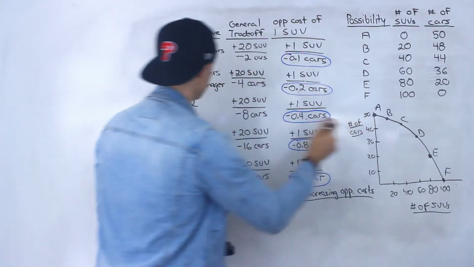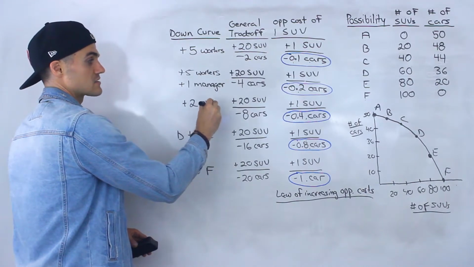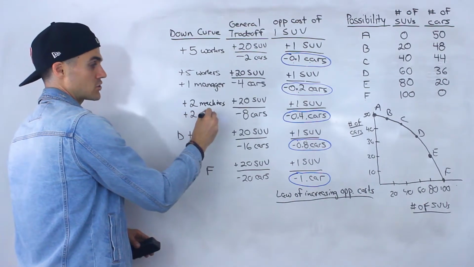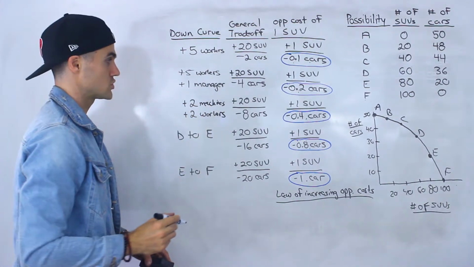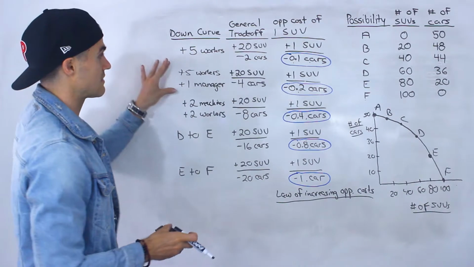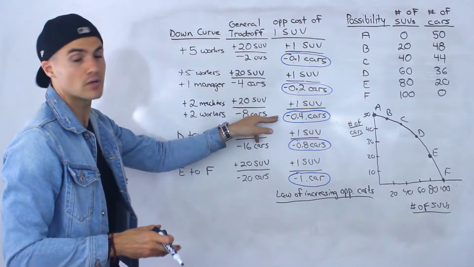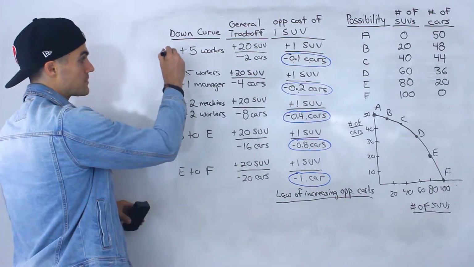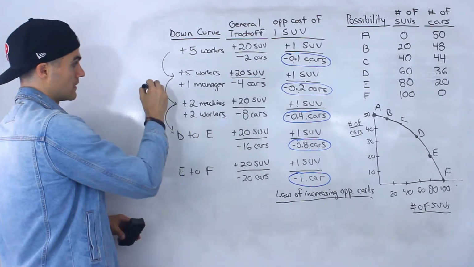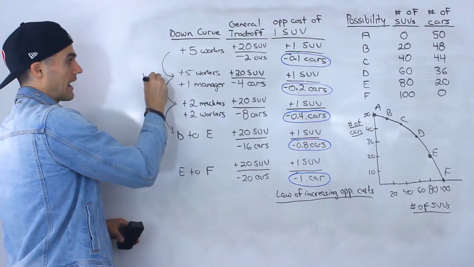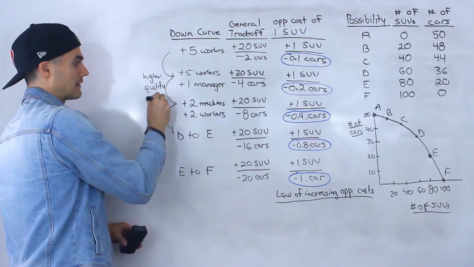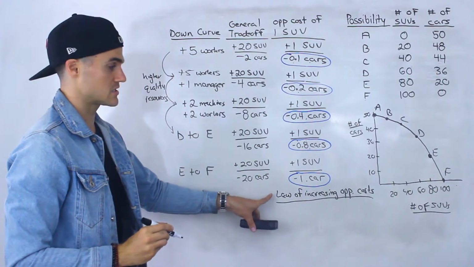So to go from C to D, now you have to transfer, let's say, 2 machines. And then you have to transfer 2 more specialized workers in order to run these machines. And let's say these machines are capable of producing more sports cars than these workers are, hence why that opportunity cost is going up. And so what happens is, as you move down the curve, you have to use higher and higher quality resources. And so that's how I like to personally think about the law of increasing opportunity costs.